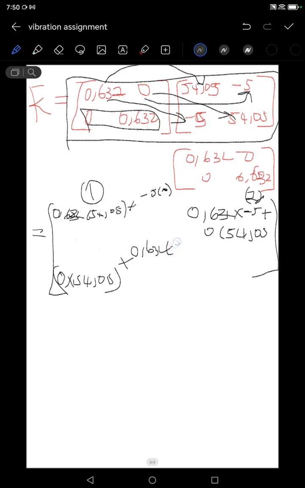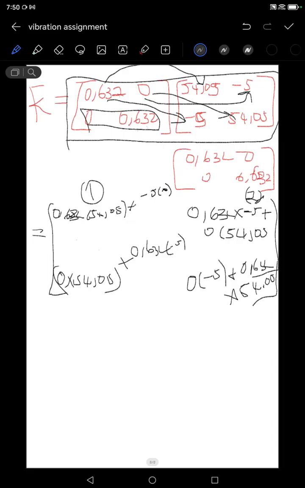0.632 multiplied by -5. And then for this corner, the last one, it's going to be 0 multiplied by -5, and then 0.632 multiplied by 54.05. Guys, do you have any question when it comes to these determinants?